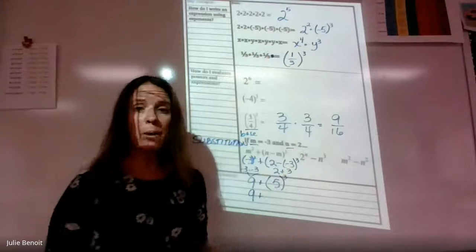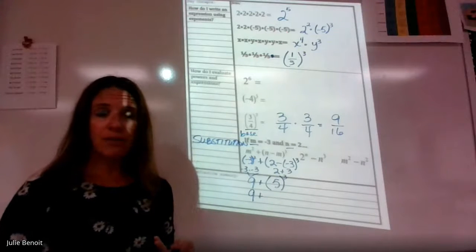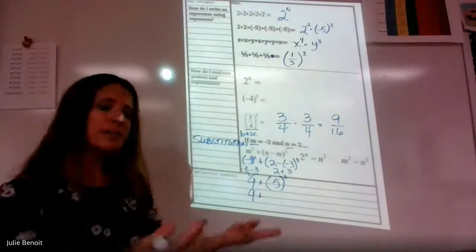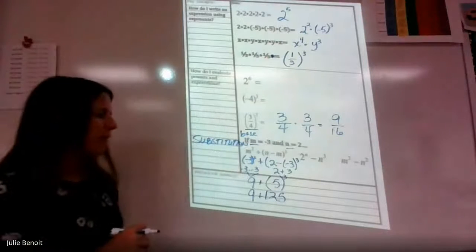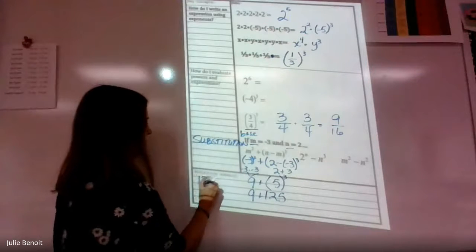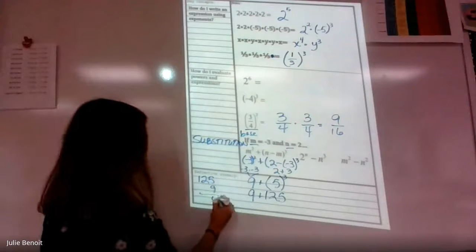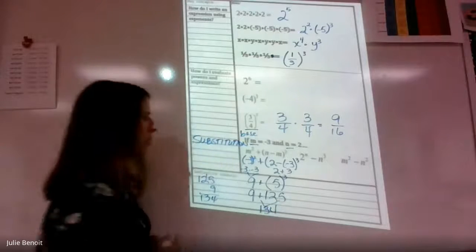5 to the third power means 5 times 5 times 5, which somebody told us earlier in class, I think it was Nolan, that's 125. And then add those two. Maybe you have to do side math. 134. Okay.